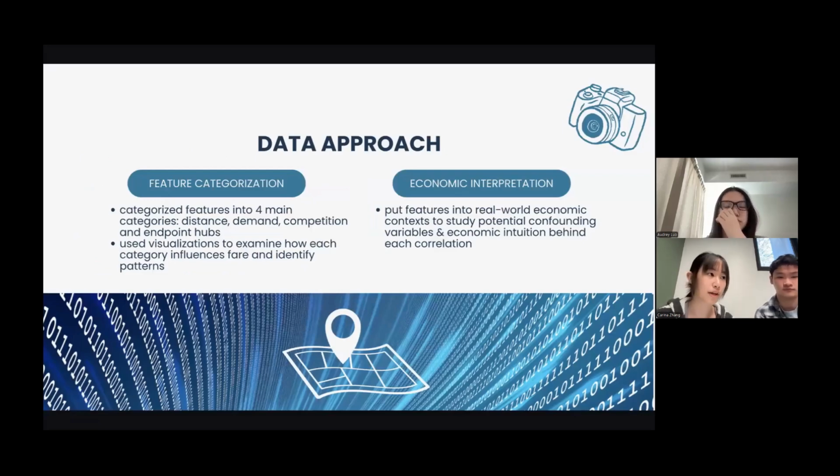For our data approach, we started by doing feature categorization. We categorize features into four main categories: distance, demand, competition, and endpoint hubs. Then we use visualizations like scatter plots to examine the linear relationship and the strength of the relationship for each of the factors with fare. After we got the relationship, we put them into a real-world economic context to study further, including any potential confounding variables and the economic intuition behind the relationship.